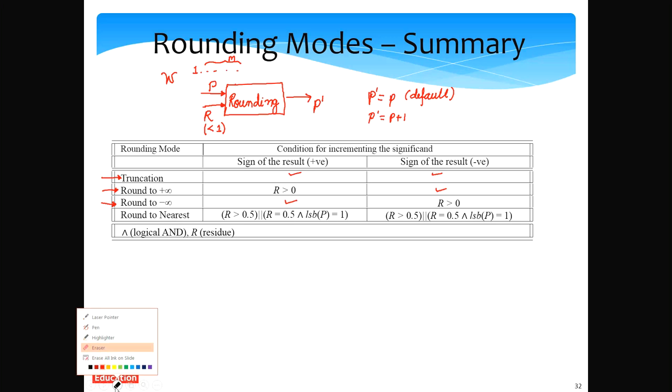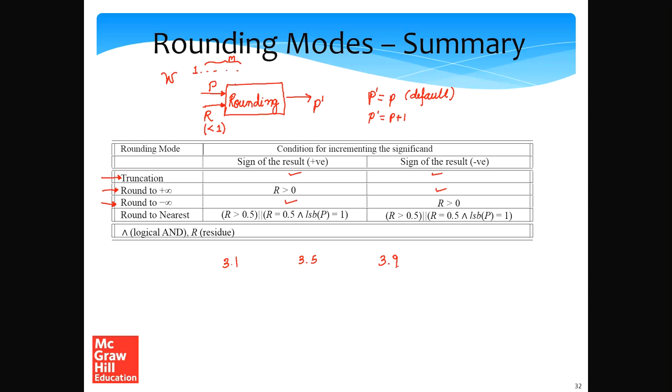Alright. So rounding to the nearest is the most complicated, but it's not that hard. So let's see. So let's assume that I have 3 numbers, 3.1, 3.5 and 3.9.